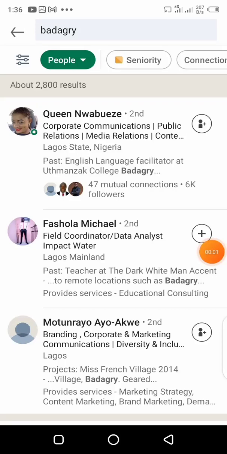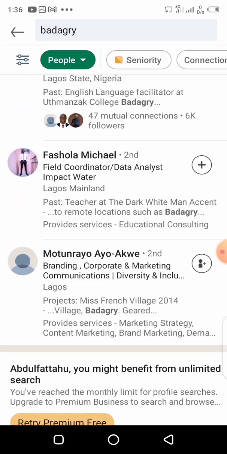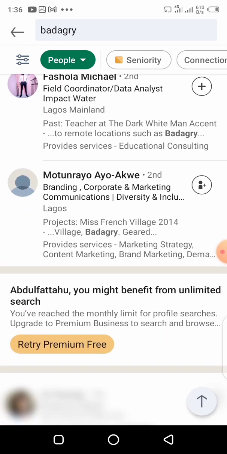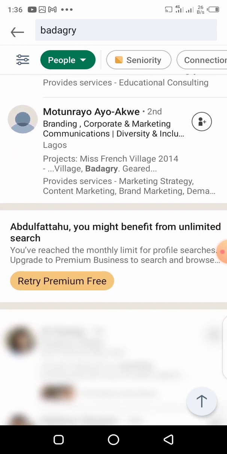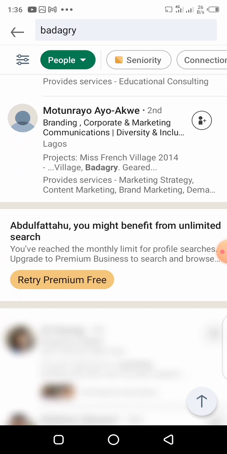A lot of you might have come through this problem whereby when you search for a particular location, it shows that there are a lot of results, like 2,800. Then when you scroll through, you can already see just 1, 2, 3, 4, sometimes up to 7 people showing up, and then it tells you that you have reached the monthly limit for profile search. Upgrade to premium to search and browse more people.